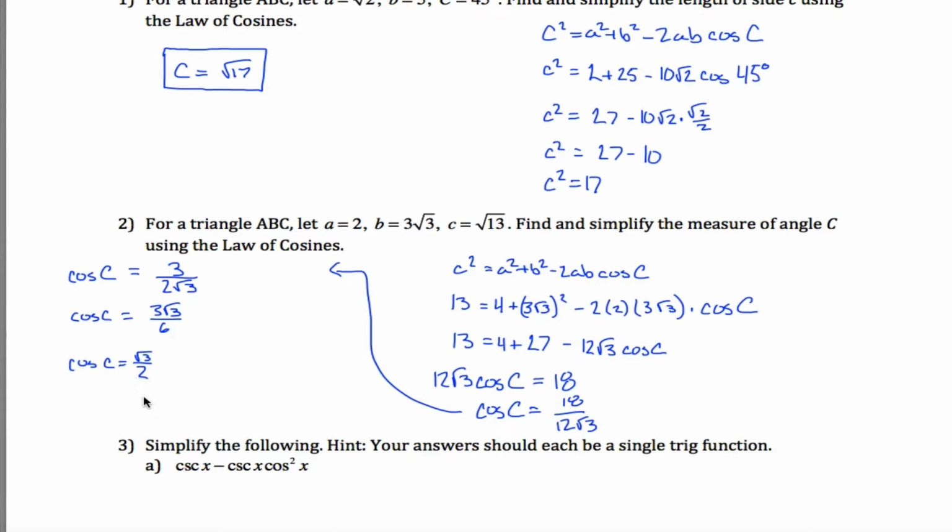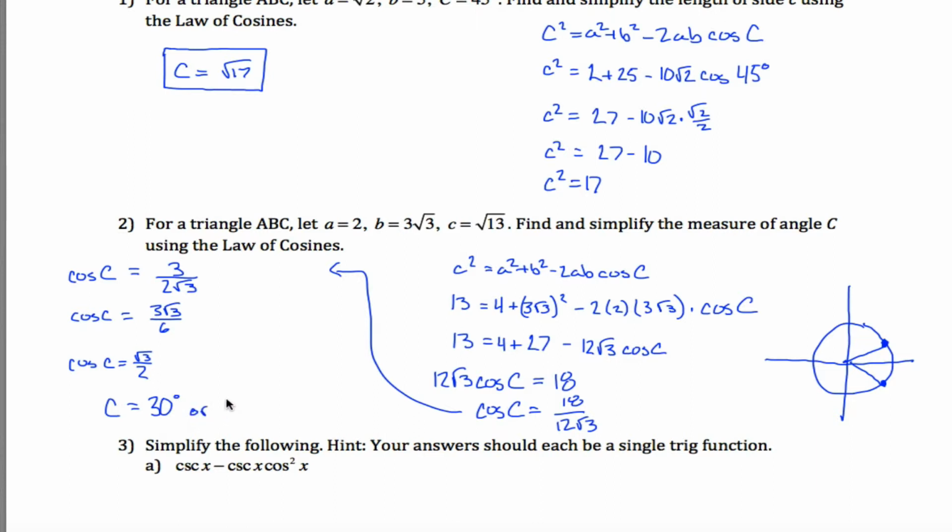And if the cosine of C equals root 3 over 2, I can think in terms of my unit circle. There's my unit circle. And I'm looking for the point where the x-coordinate is root 3 over 2. That's here or here. But I couldn't possibly be talking about this angle because this angle is nearly 360. I'm talking about a triangle, so the sum of the angles has to be 180. So that doesn't make sense. It's got to be this angle right here, 30 degrees.